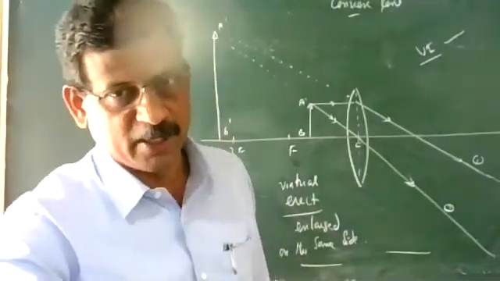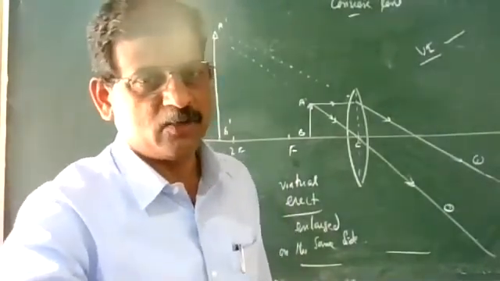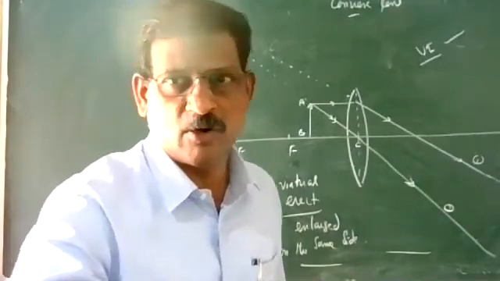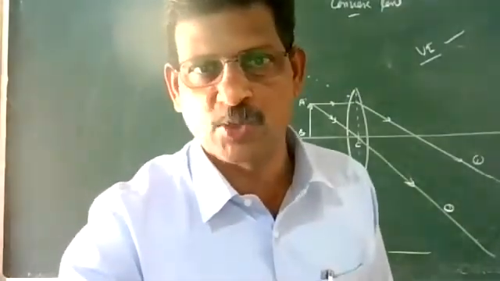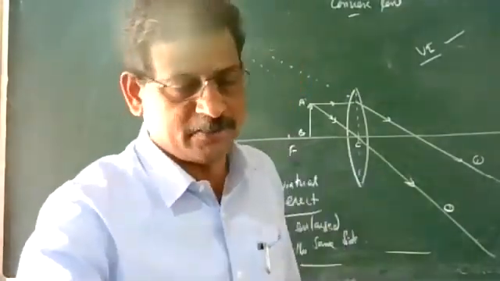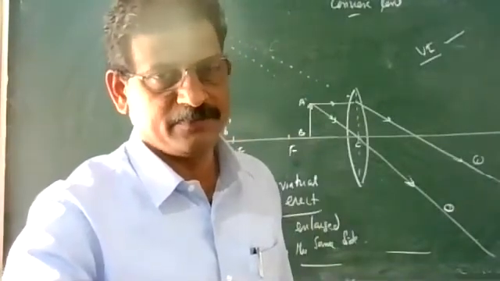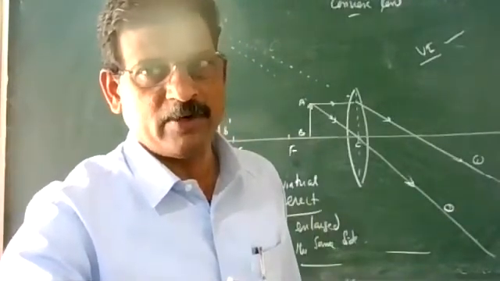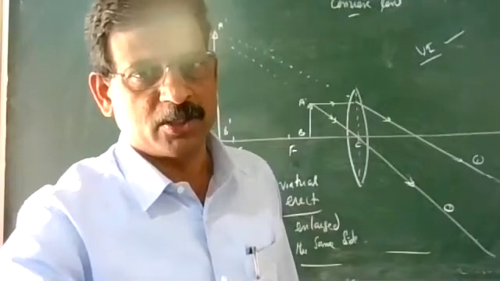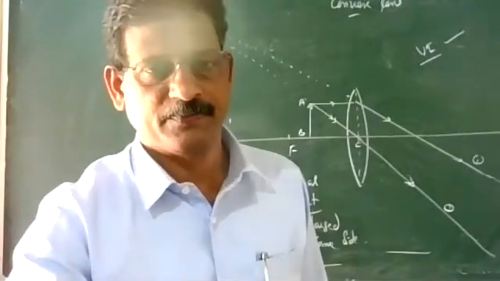When the object is between F and C, we get a virtual, erect, large image on the same side. This is the only case where we are getting a virtual image which is magnified. Okay, so when we discuss magnification, you should remember this point for answering that.